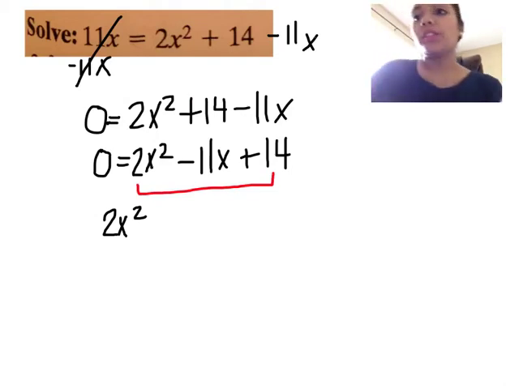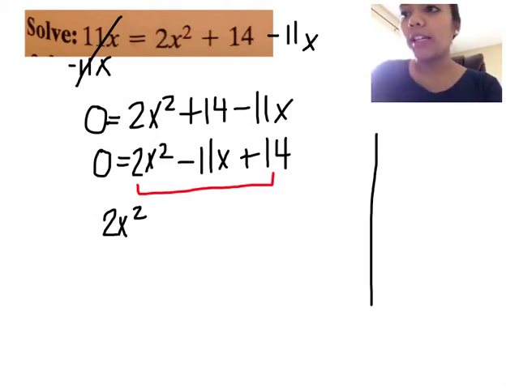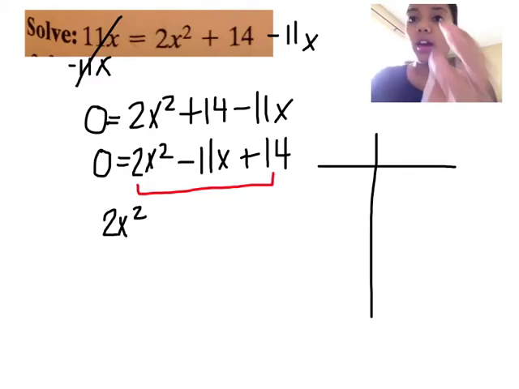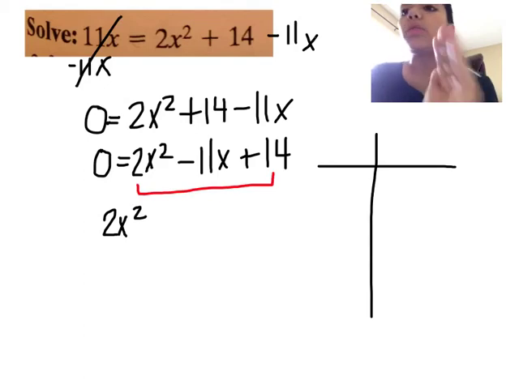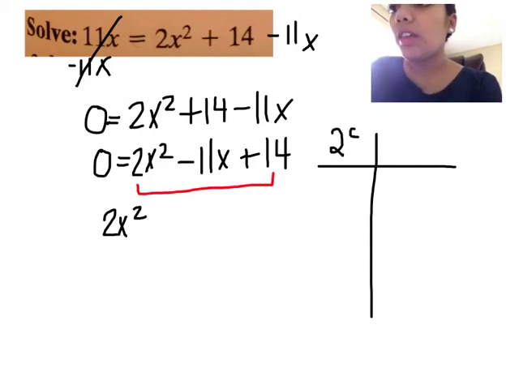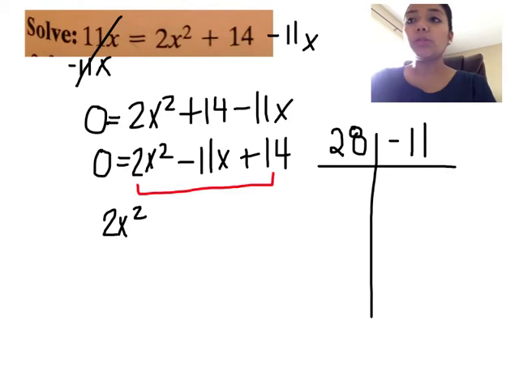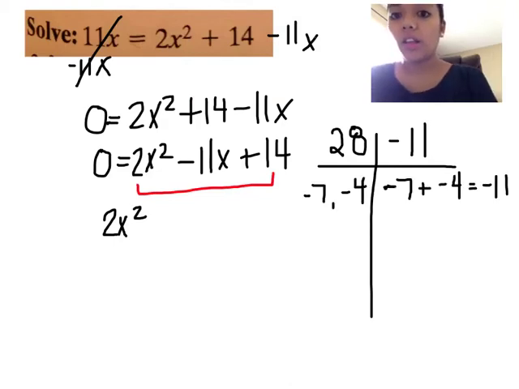Okay, so 2 and 14 is what you multiply to get the product for the first column in your T-chart. So 2 times 14 is 28. And whatever you multiply to get 28, you should be able to get the answer negative 11. So you have to think of two numbers. I want you to jot down some numbers and see what you get. Okay, so you should have got a bunch of numbers, but negative 7 and negative 4 are the only two numbers that add up to negative 11.